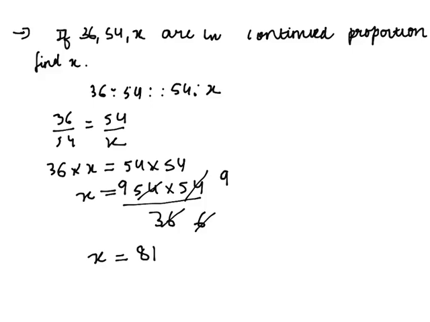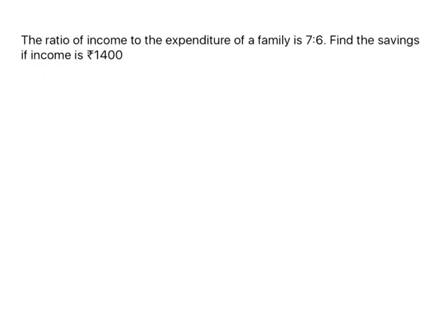So in continued proportion, the only difference from the basic proportion is that here the second and third terms are the same, and all the rules remain the same. Next we have: the ratio of income to the expenditure of a family is given as 7:6. We have to find the savings if expenditure is 1400.